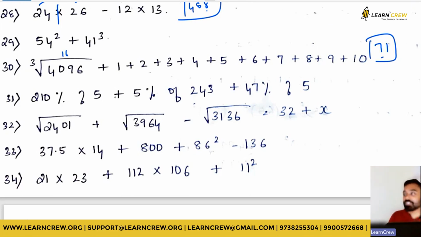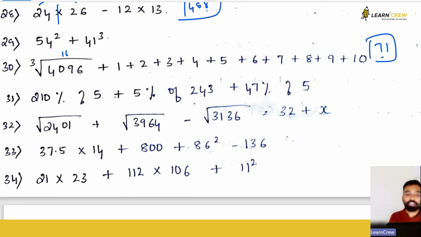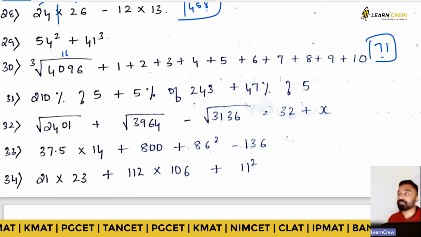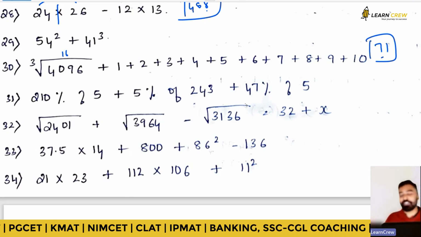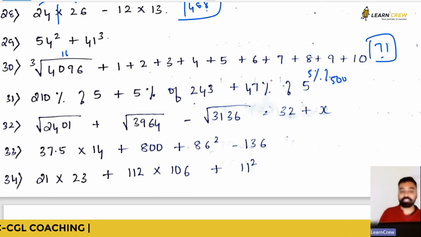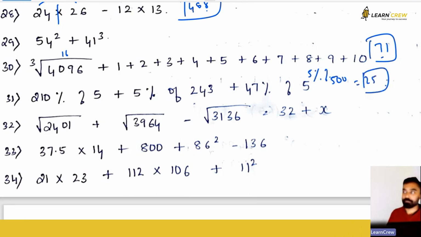Then 5% becomes common, and it becomes 210 plus 243 plus 47. That is nothing but 47 plus 243 is 290. 290 plus 210 is 500. Sorry, 5% of 500 is nothing but 25. 210 plus 290, 500. 5% of 500, that is nothing but 25.